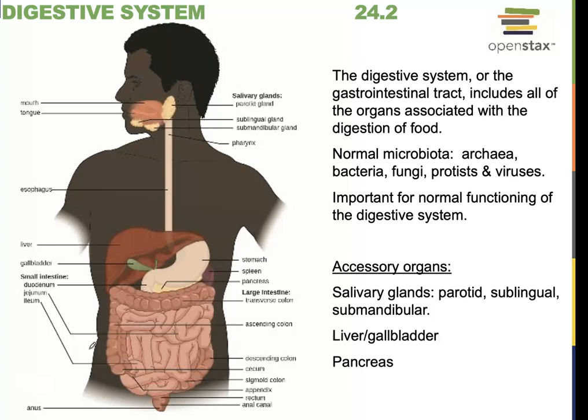The digestive system, otherwise known as the gastrointestinal tract, gastro refers to stomach, intestines, and it is a tract, so it's open at two ends. It's basically just a long tube that runs through our body. Our mouth is open at one end, and then the anus is the opening at the other end.